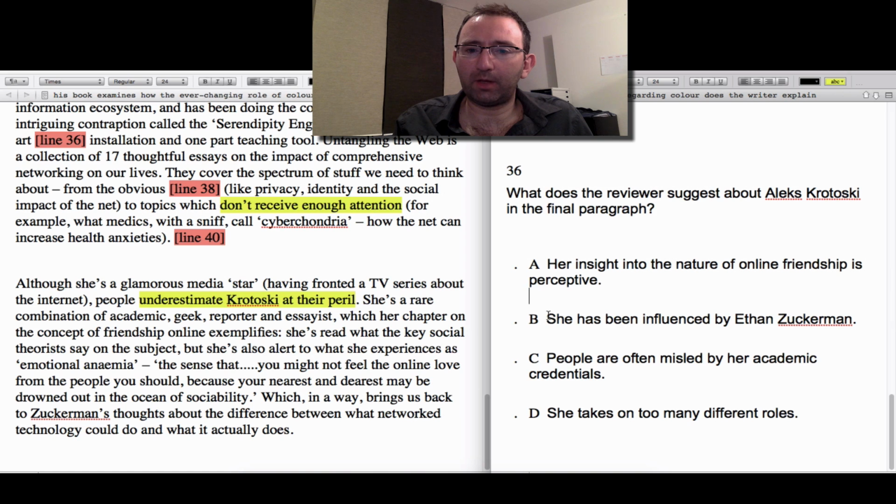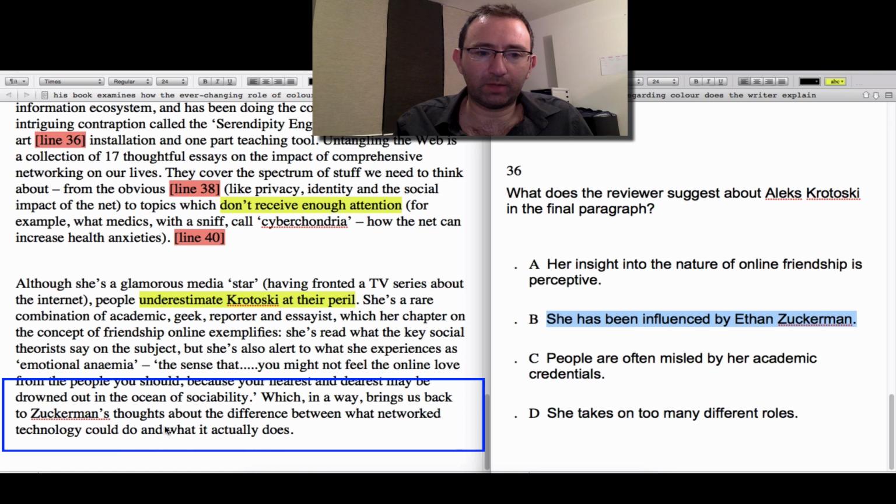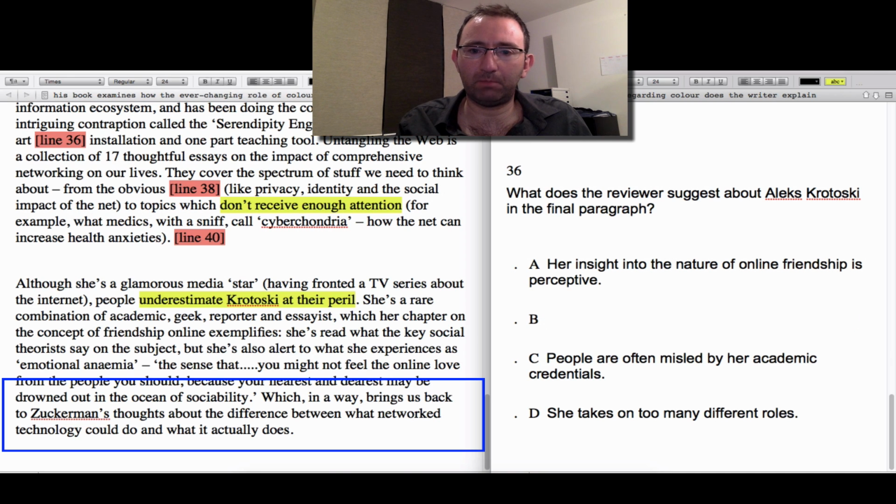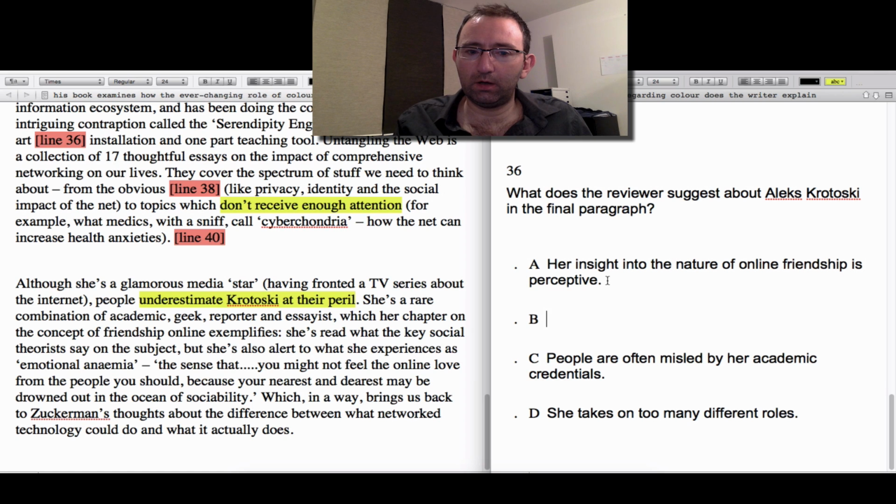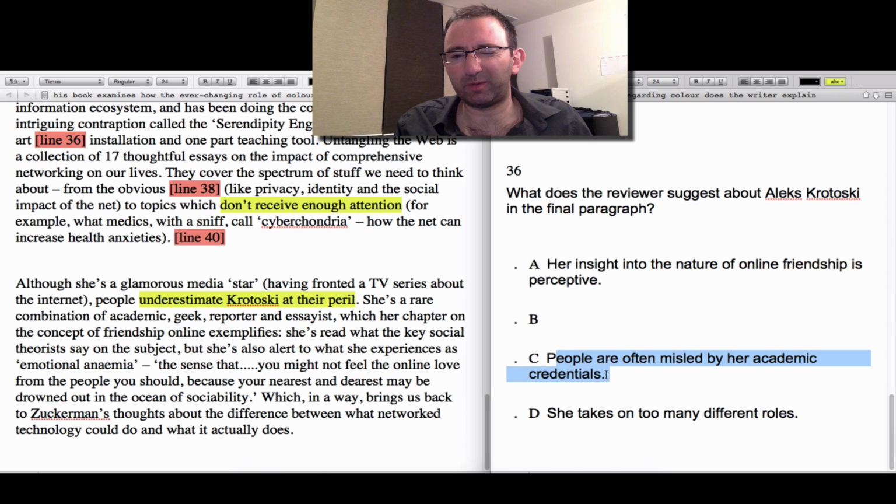Okay, I'm going to eliminate B, just reading that. It says she has been influenced by Zuckerman, and here the guy compares her to Zuckerman, but it doesn't say that she's influenced directly by Zuckerman. A is interesting. Let's look at C. I don't think that's the one.